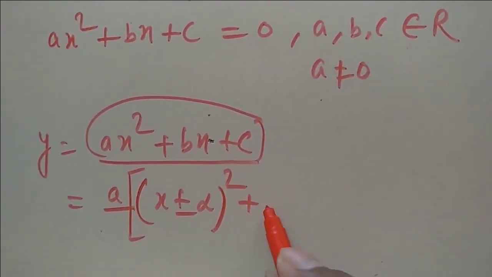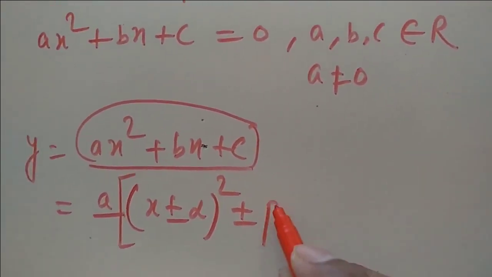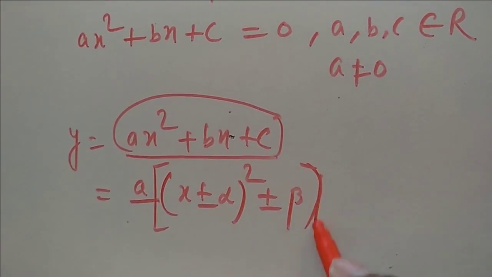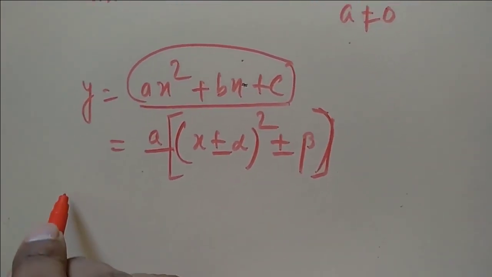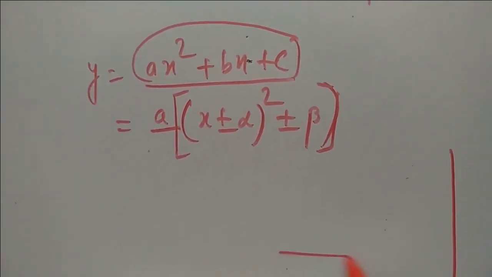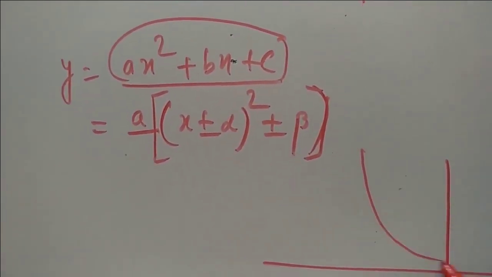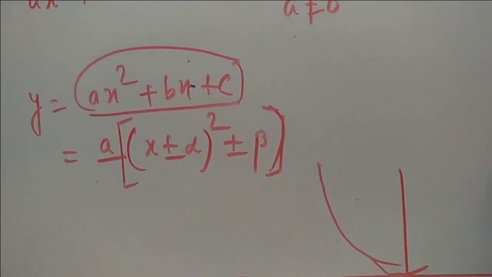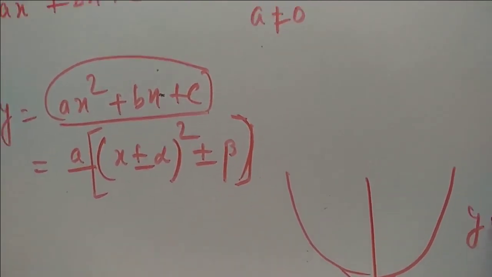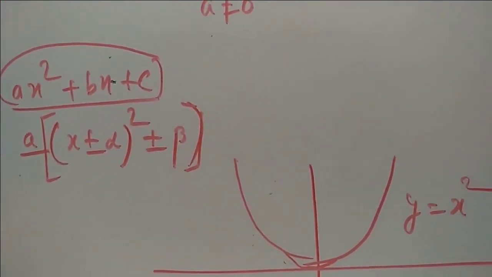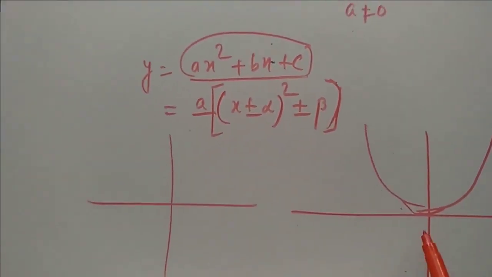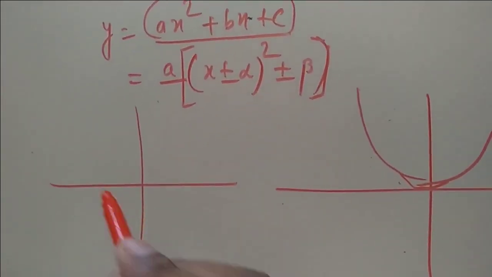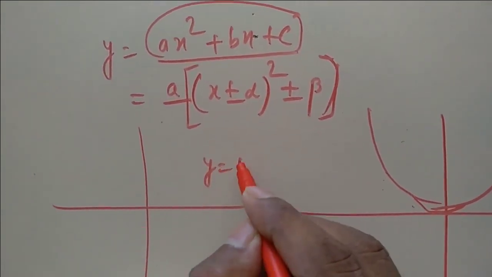First I take a common, then this one can become x square. If you take a common, the coefficient of x square becomes unity, then the remaining term can be expressed as a perfect square plus or minus some adjustment factor that is called beta. Now this is y equal to x square, the upward parabola, which is the form of the standard parabola, y equal to x square.